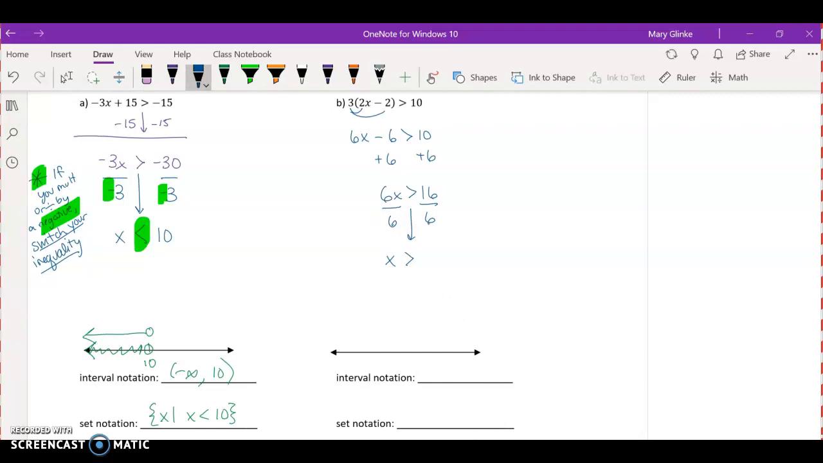This is not a nice number. We're going to go ahead and reduce that fraction. It's going to become 8/3. So on our number line, we put 8/3. It's an open circle because it's not equal to, and we want everything greater than that, so shade to the right. So in interval notation, I'm starting at 8/3 and shading to the right, which is positive infinity, which has the parentheses, and so does 8/3 because it's an open circle. For this one, we're going to go ahead and do x such that x is greater than 8/3.